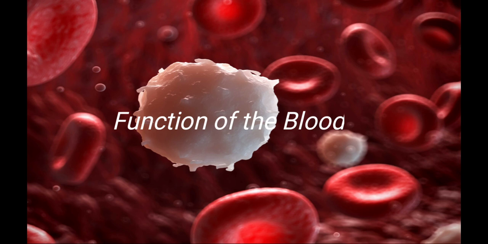Blood carries hormones from the endocrine glands to different organs of the body. Blood carries a waste product called urea from the liver to the kidneys for excretion in the form of urine. Blood regulates the body temperature. Blood contains platelets which form a clot around the wound, thus preventing blood loss.